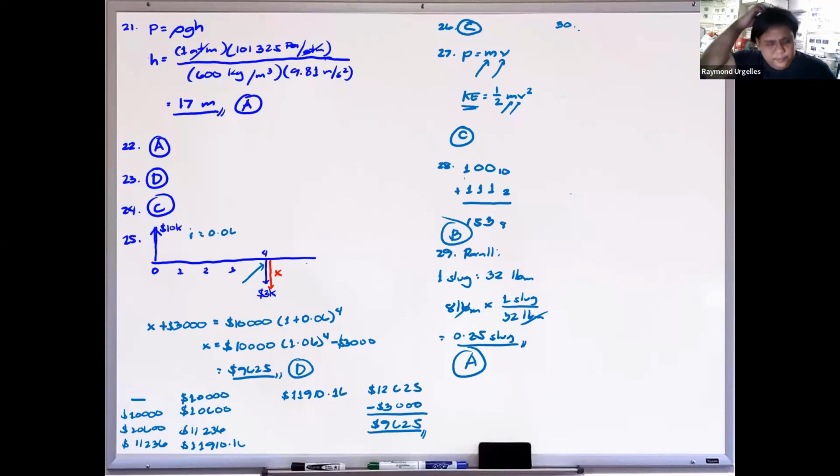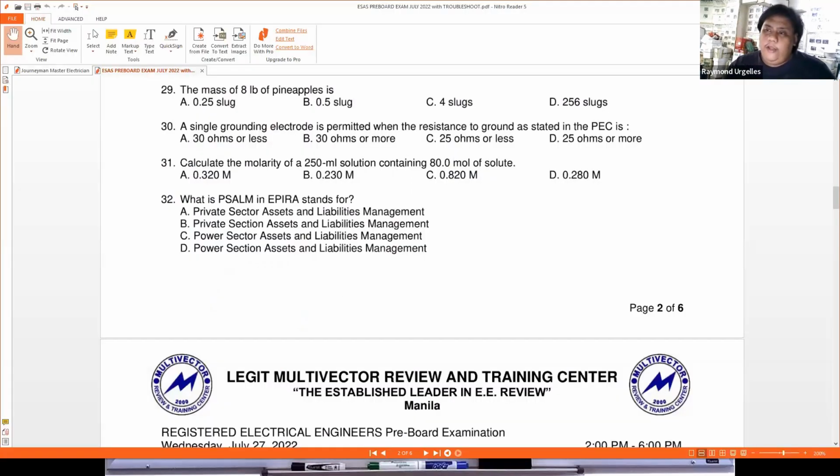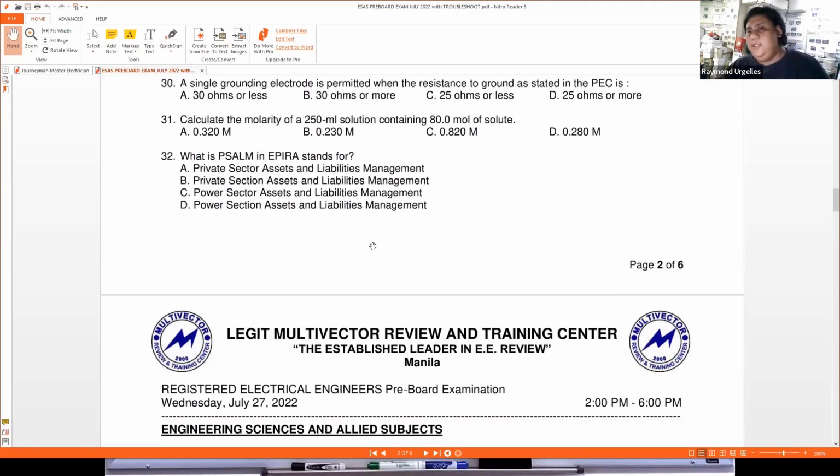So next, number 30. A single grounding electrode. This came out in September 2013, and the examiner had already sat down by this time. So again, we have a single grounding electrode is permitted when the resistance to ground as stated in the PEC is blank.